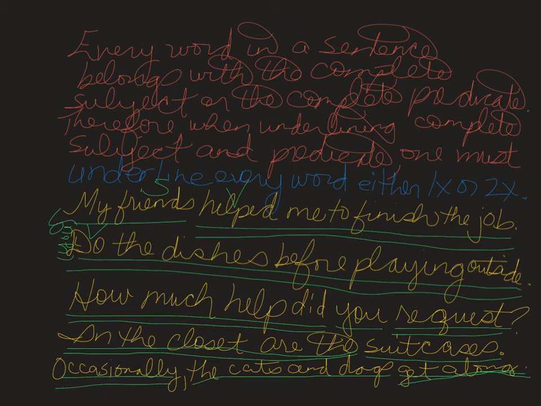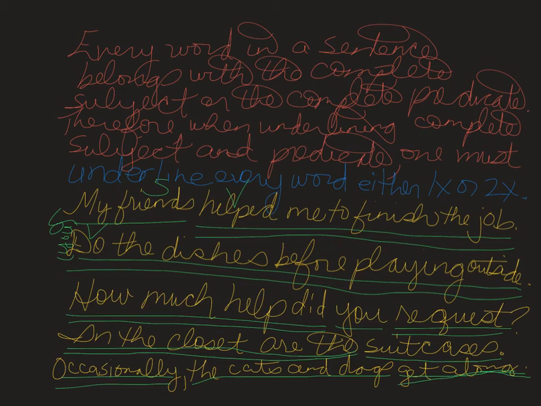How much help did you request? All right? You can flip this and it might help you to find subject and predicate. Make it into a declarative sentence. You did request how much help? All right? If you do that and you find your verb first, did request is your simple predicate. All right?